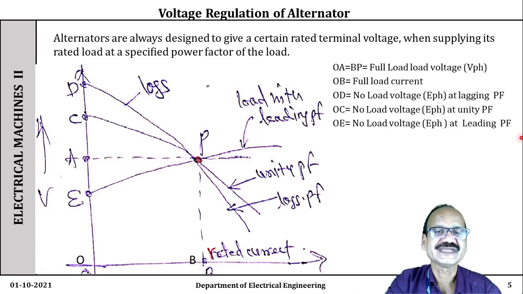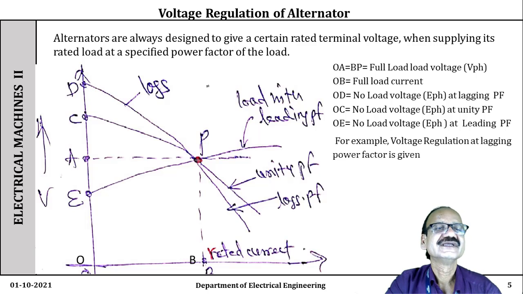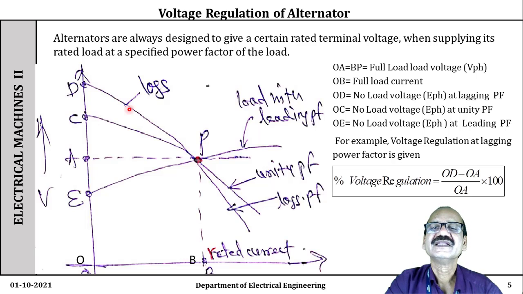Now the question is, for the lagging power factor, why is this no load voltage quite larger than the rated voltage BP? The reason is the no load voltage is OD, and when the load is increased, its terminal voltage falls and goes to P, that is BP, because of the demagnetizing effect of the armature reaction. Now in the unity power factor, the fall in terminal voltage is less, meaning the no load voltage is lesser than the one at the lagging power factor, because of the distortion effect or cross magnetizing effect of the armature reaction.